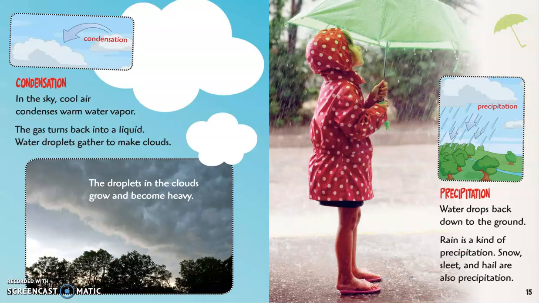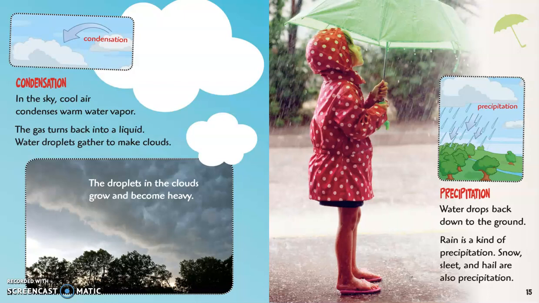Condensation. In the sky, cool air condenses warm water vapor. The gas turns back into a liquid. Water droplets gather to make clouds. The droplets in the clouds grow and become heavy.